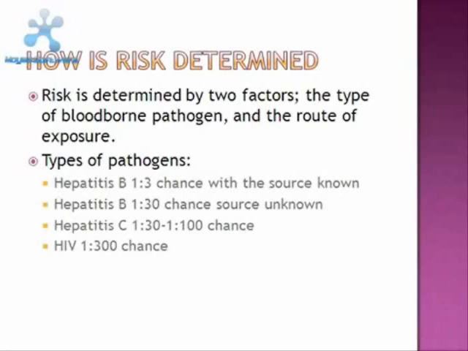How is a risk determined? A risk is determined by two factors: the type of bloodborne pathogen that the worker was exposed to, and the route of exposure. Certain types of pathogens that occupational workers are exposed to are hepatitis B, which has a 1 in 3 chance of being acquired with the source known. Hepatitis B, a 1 in 30 chance with the source unknown. Hepatitis C, a 1 in 30 to a 1 in 100 chance of acquiring this, and HIV with a 1 in 300 chance of acquiring this pathogen.